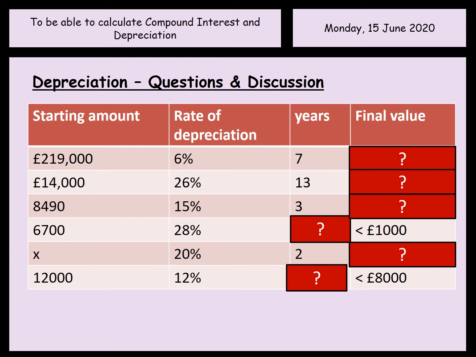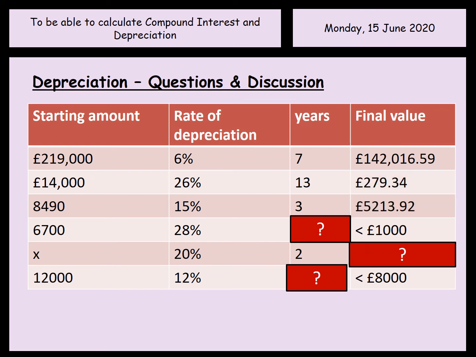Okay, so first one, we've got our answer. So we're going to do 219,000 times 0.94. So remember, it's 6% away from 100%. 0.94 to the power of 7. And so on. This one, when we're starting to calculate it, we are trying to do a little bit of trial and error, working out our values. You're going to get 6. I'll come back to the algebra one in a second. Again, a little bit of trial and error. First time you get below 8,000 is when you get to 4 years.